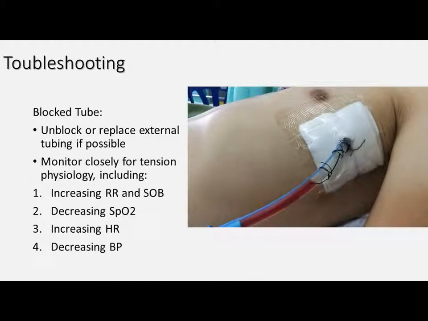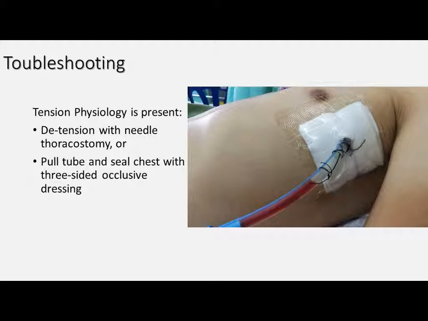Another potential issue is a clot or a blockage in the chest tube itself. If you can identify it, you could potentially change the tube, but if the blockage is within the tube within the patient's chest cavity, you may not be able to fix that, in which case if the patient begins to retension, you might get to the position where you have to either decompress with a needle thoracostomy or simply pull the tube from the patient so that you have an open thoracostomy. If you were to do that, you'd need to then seal the chest with a 3-sided occlusive dressing.